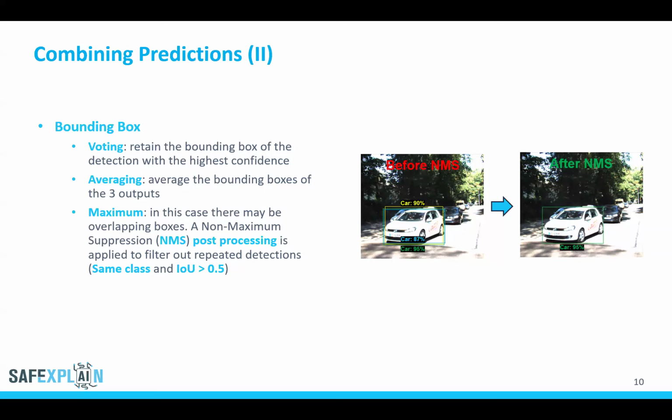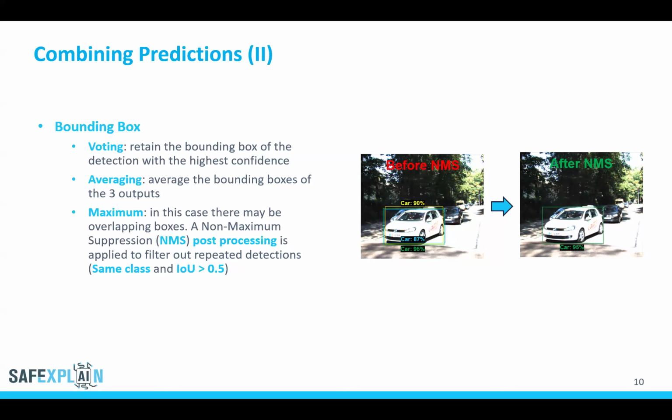So for example, we can have that each redundant component detected the same car, but as we see, the bounding boxes are not the same, right? As I said before. So basically, in this case, what we do is we apply a non-maximum suppression to filter out these repeated detections, which compares the bounding boxes that have the same class. And then if the intersection over union is greater than 0.5, it will just take the one that has the highest confidence. So for example, in this car, we see that before the NMS, we had 3 cars with 90, 87, and 95. And then we will just take the one with the highest confidence, that is this 95.